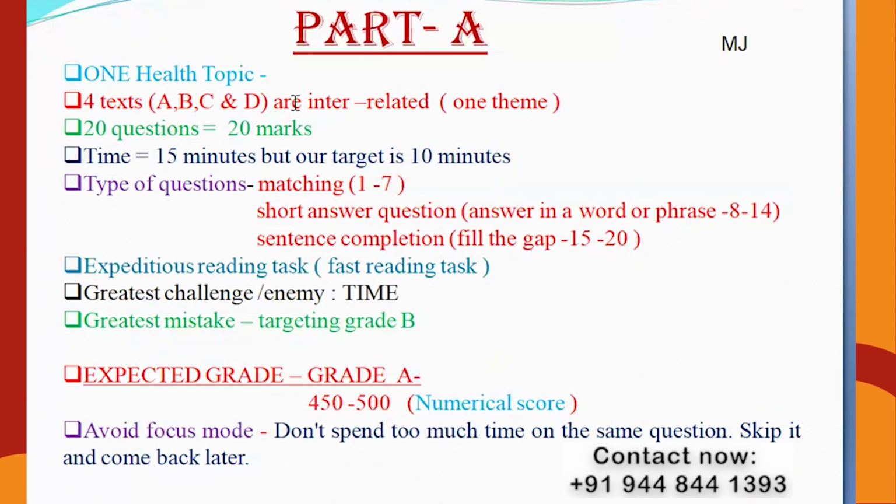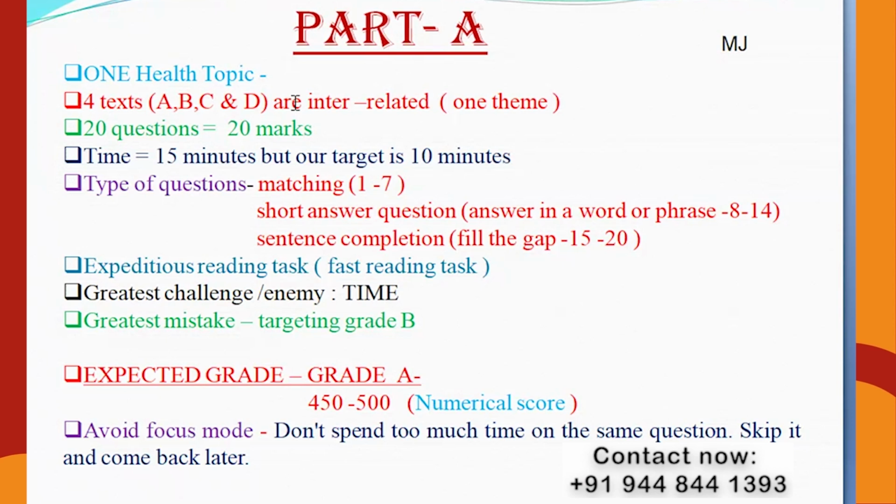Okay, or what are the things we need to focus on. In part A, there will be one health topic. That means there will be four texts: A, B, C, and D, that are interrelated. There is one theme. The whole topic will be the same, but there are subheadings like definitions, signs and symptoms, management, or guidelines like that. Okay, that will be interrelated. Then 20 questions is equal to 20 marks. Each question will be calculated as 1 mark.